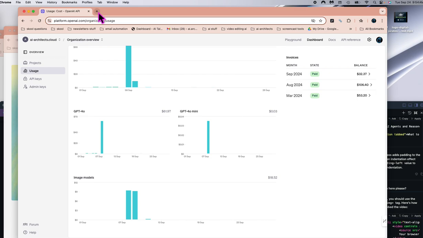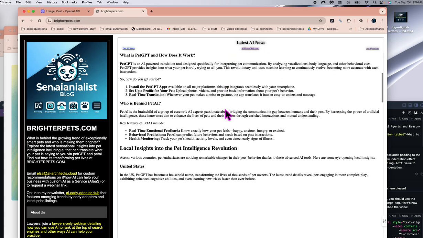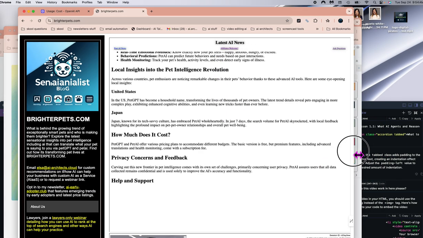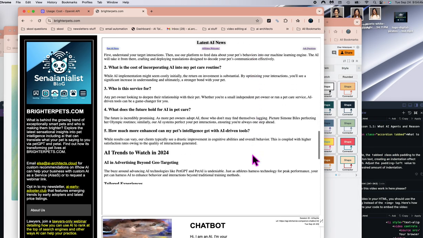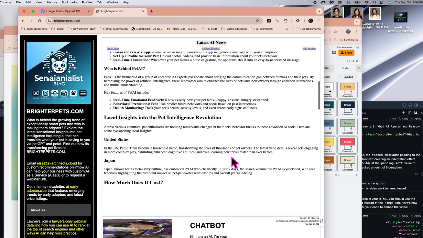Oh, and if you want to see what one call to the API might look like, here is an example website. All of this content right here is an example of one of the calls for the API. All right.